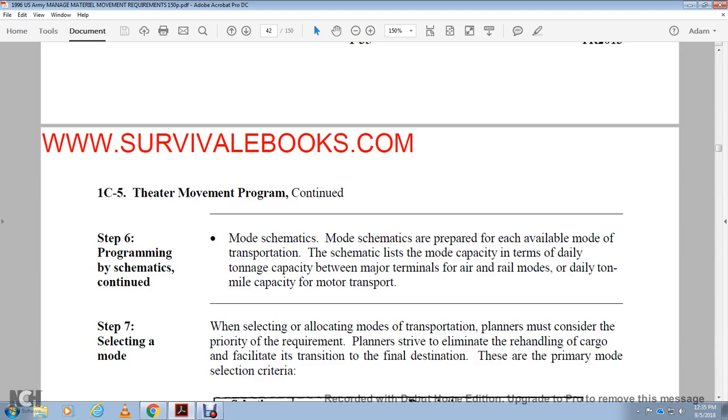Mode schematics. Mode schematics are prepared for each of the available modes of transportation. The schematic lists the capacity and determines the daily tonnage capacity between the major terminals of the air and rail modes, and the daily tonnage capacity of the motor transportation.